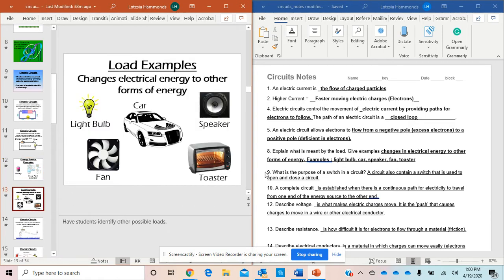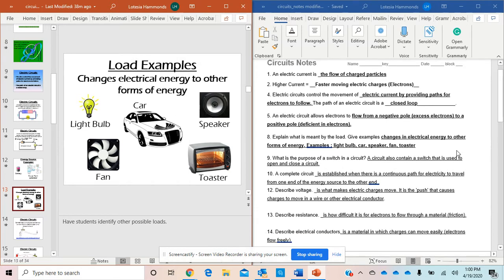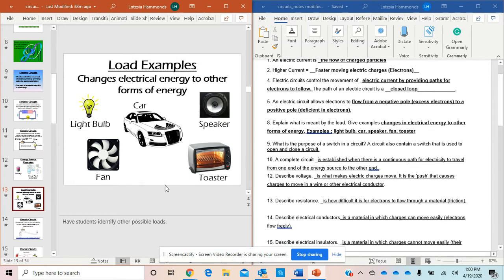All right, looking at question 8, explain what is meant by load and give examples. A load changes electrical energy to other forms of energy. That's the load. Some examples are the light bulb, a fan, speakers, a car, and a toaster. And then all of those have been highlighted in our notes as well.